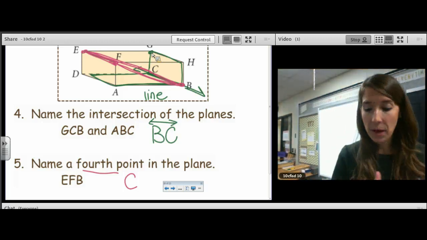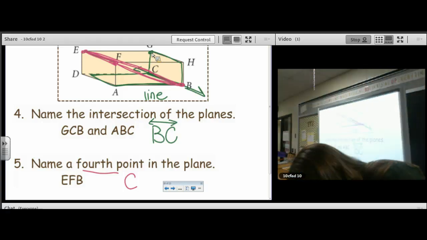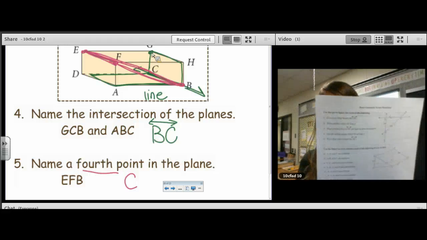Okay, that's all I have for you guys today. You're going to do your homework, which looks like this. Basic geometric terms.